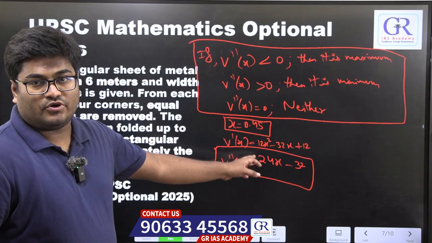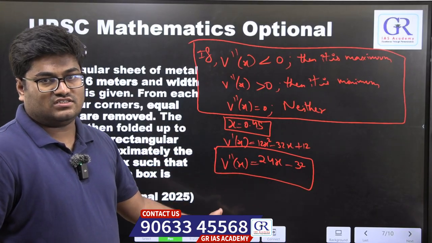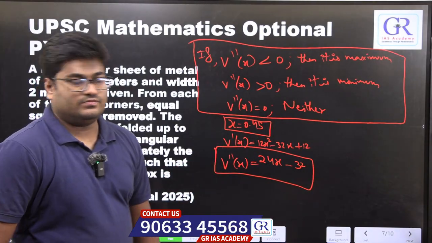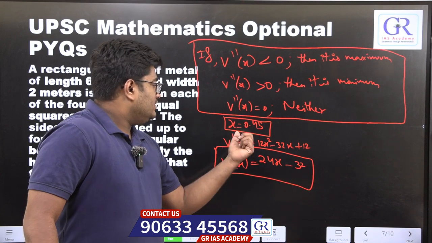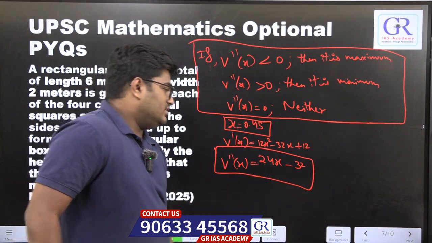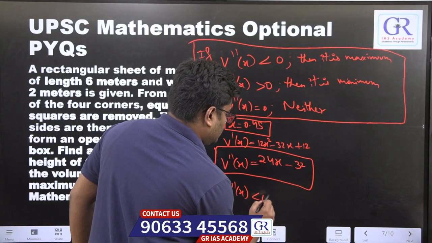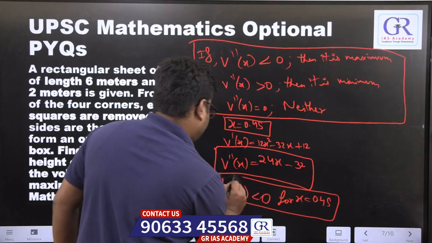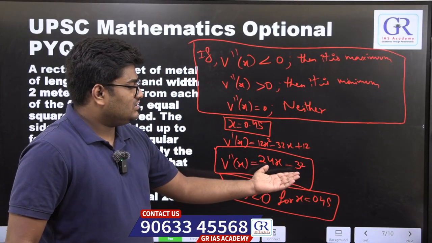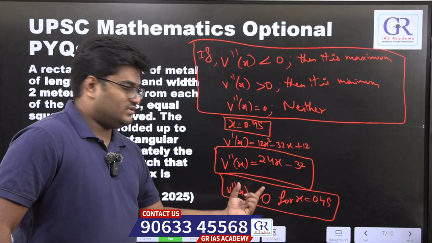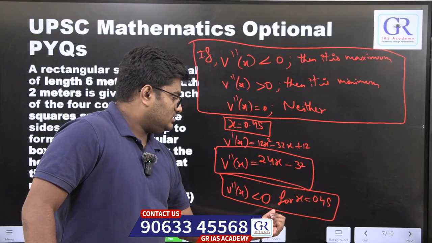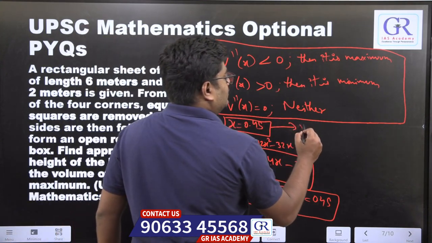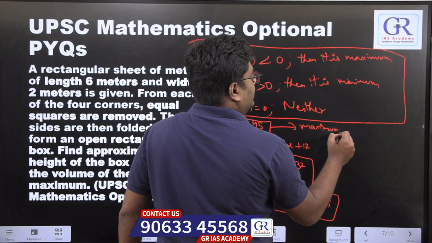Now let's substitute x equals 0.45 and see if the second derivative is less than 0 or greater than 0. So 24 into 0.45 is less than 32. From here only we can say 24 is already less than 32, and 24 into 0.45 is less than 12. Then v double dash of x is less than 0 for x equals 0.45, because 24 into 0.45 is less than 12 and 12 is less than 32. It will be a negative value. No need to calculate completely. So what is the second derivative here? Less than 0. If it is less than 0, then it is the maximum. So x equals 0.45 is a maximum point.